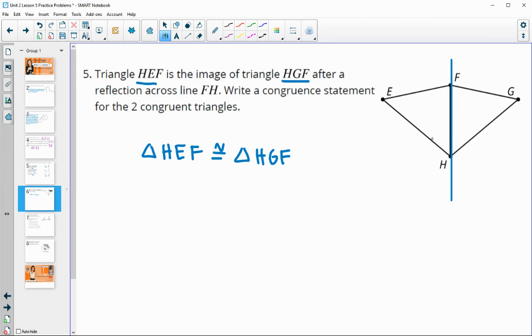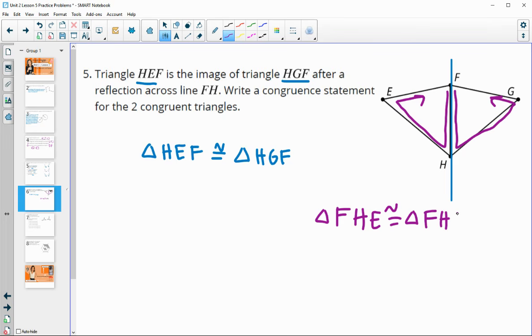You could also go to the picture and do it in a different order if you wanted. So if you wanted to go FHE, you could do that. So FHE is congruent to, and then just follow the same order on the other side. So FHG. There are some other options too, but there's 2.